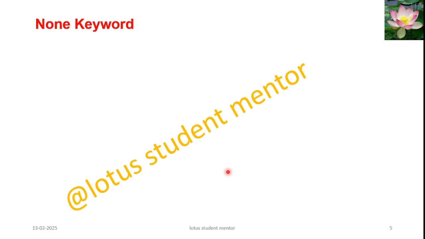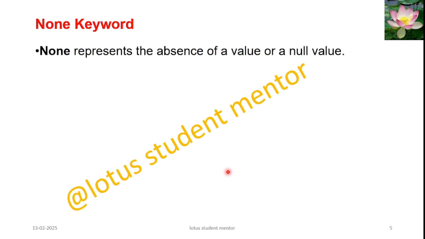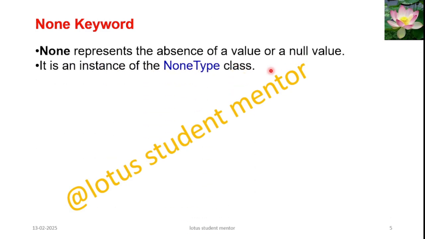Coming to the None keyword. So far we have studied True and False. The next value keyword is the None keyword. The None keyword has a special type in Python, called NoneType. It represents the absence of a value, or a null value, and it is an instance of the NoneType class. If you ask for the type of None, it shows that it is the NoneType class in Python.